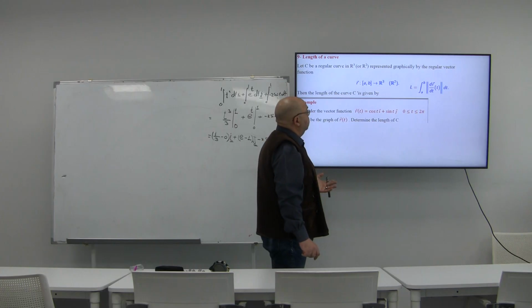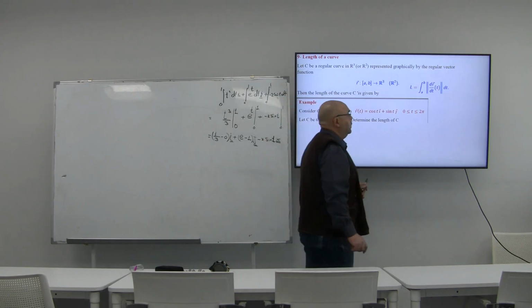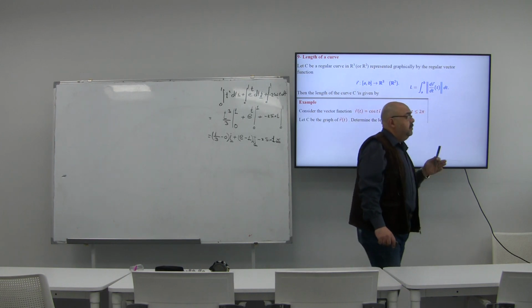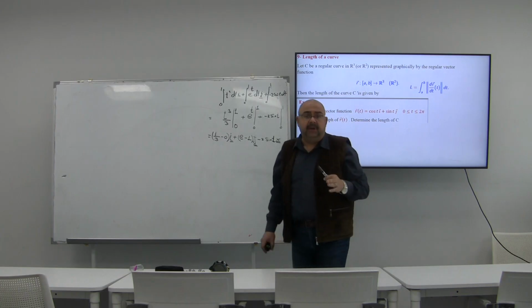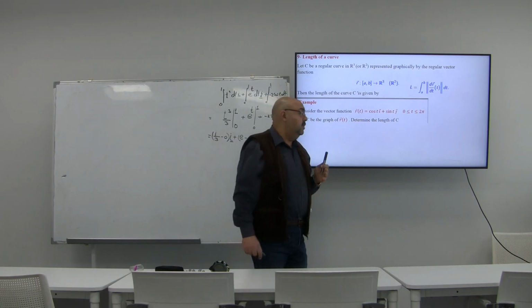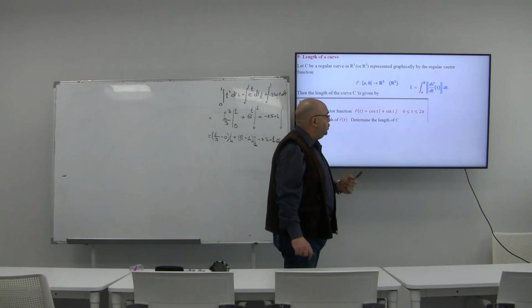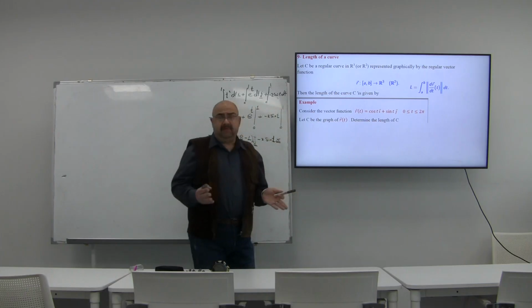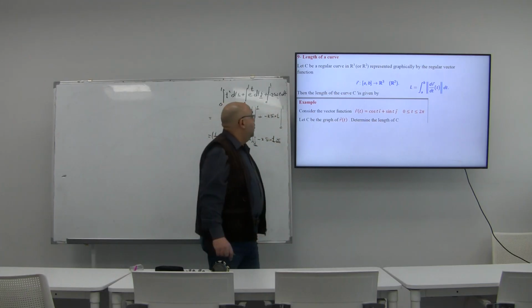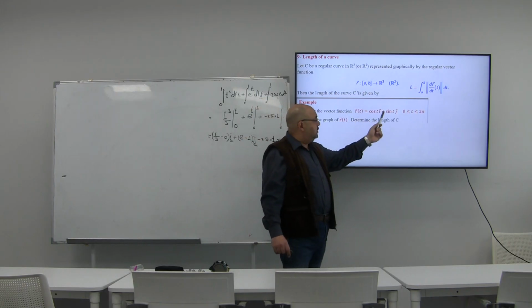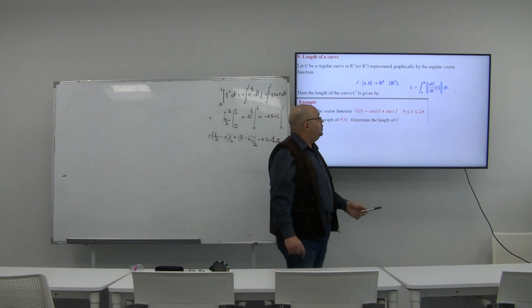In order to evaluate the arc length of a regular curve, all I have to do by the steps is first of all get dr by dt, which means the derivative of this function. After you get its derivative, get the magnitude of the velocity, then start integrating with respect to t and then substitute. For an example, to make your life easier, consider the vector function cosine t i plus sine t j, which runs from 0 up to 2 pi.